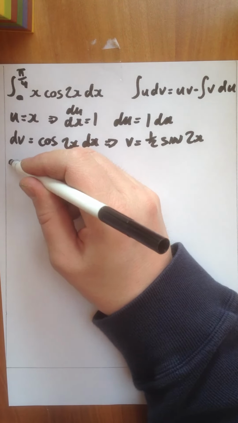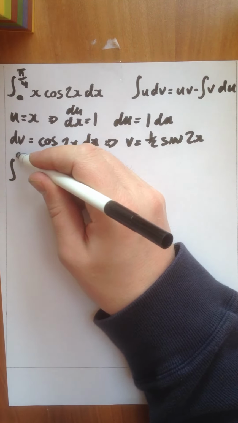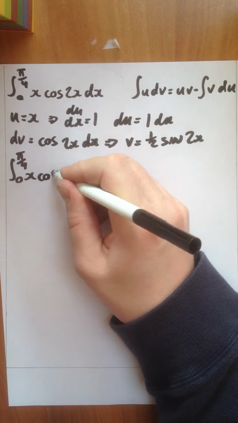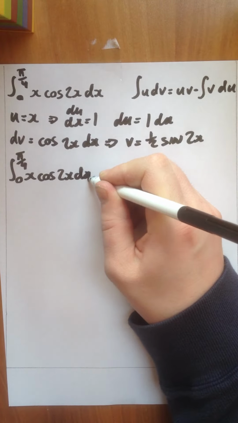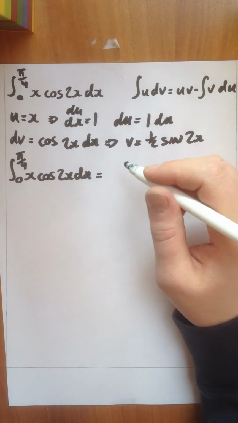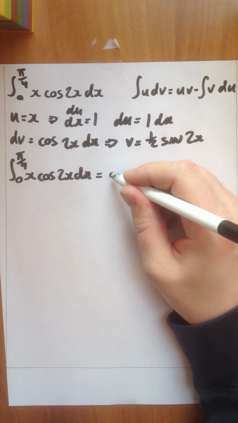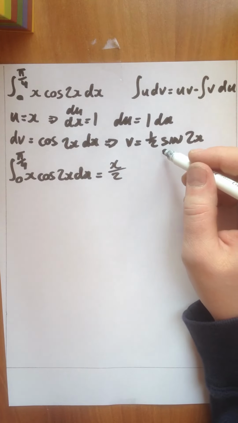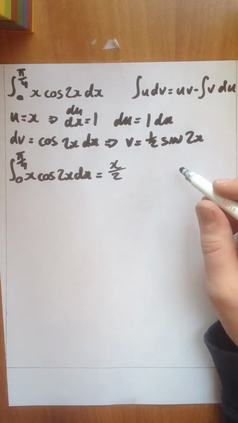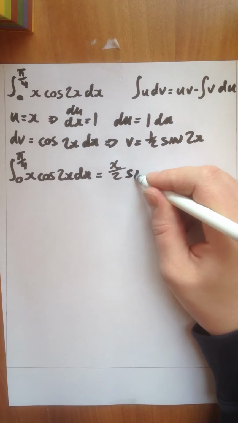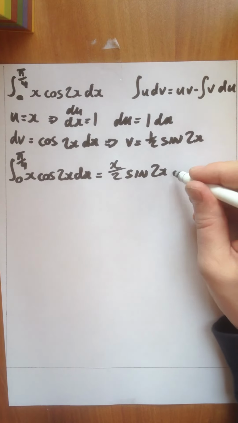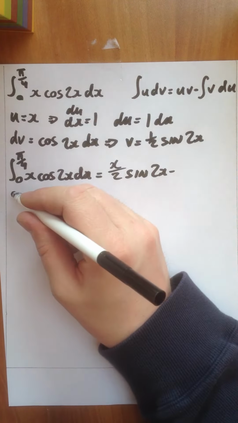If we then rewrite our problem with pi over 4 and 0 as our limits, the integral of x cosine 2x dx equals our u value, which we chose to be x, so we put in our x here, but that will go over 2 because we're combining it with v, so x over 2 sine 2x. So that's our uv. We then put our minus.